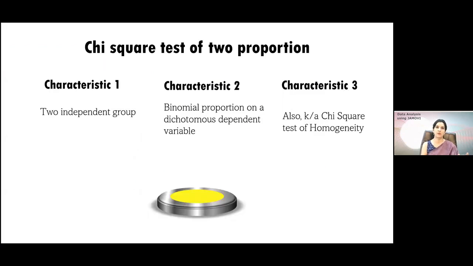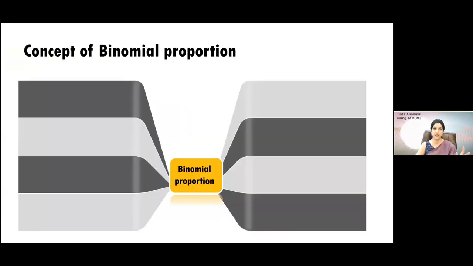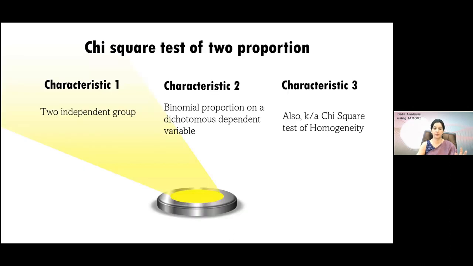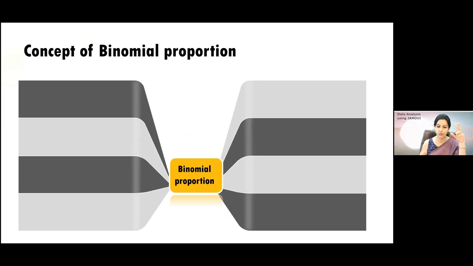So this chi-square test of two proportion, in this case, again, the first assumption is that there should be two independent groups, and it is generally a binomial proportion. So we talk of a binomial proportion of a dichotomous variable. That means it should have only two proportions. And this test is also known as the chi-square test of homogeneity. And we'll see how to understand this concept of binomial proportion.